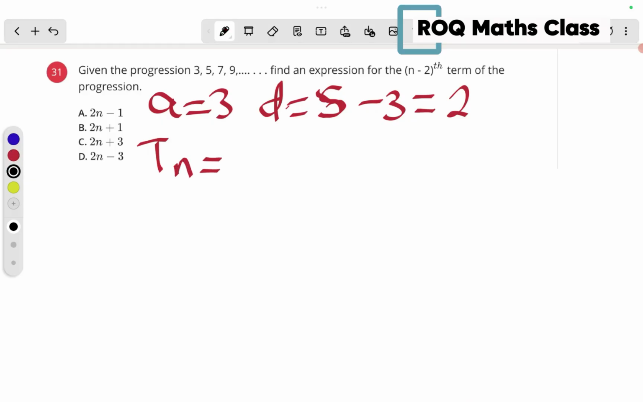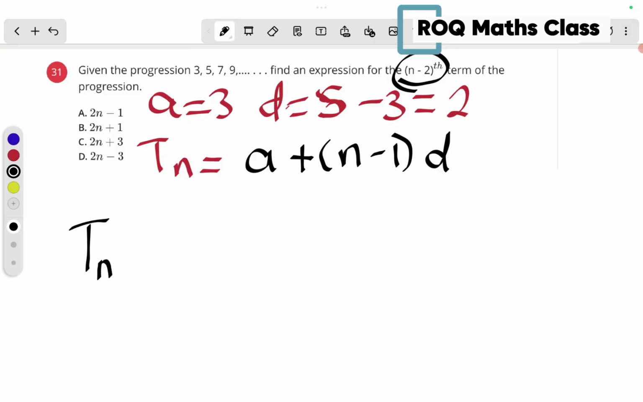is given as a plus n minus 1 times d. But we are asked to look for what? We are looking for the (n minus 2)th term. So T(n minus 2). That is, whenever we have n in this equation, we are going to replace it with n minus 2. And whenever we have a, we replace it with 3. Whenever we have d, we replace it with 2.